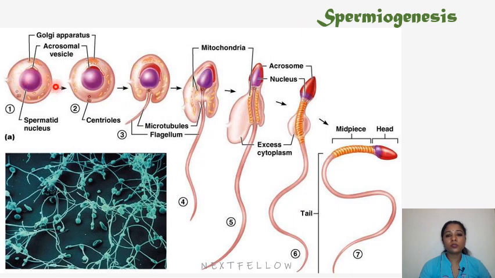This is the process of spermiogenesis, how a round cell turns to form a matured sperm. The morphological transformation of spermatid to mature sperm is called spermiogenesis.